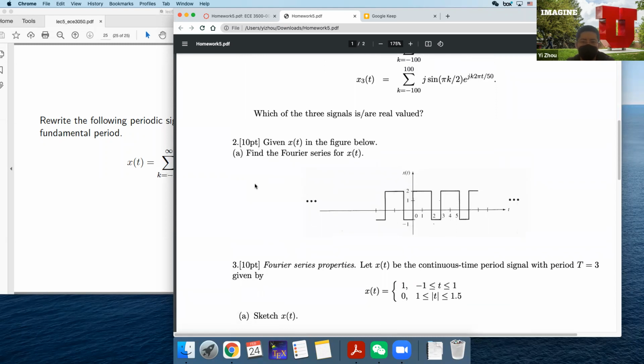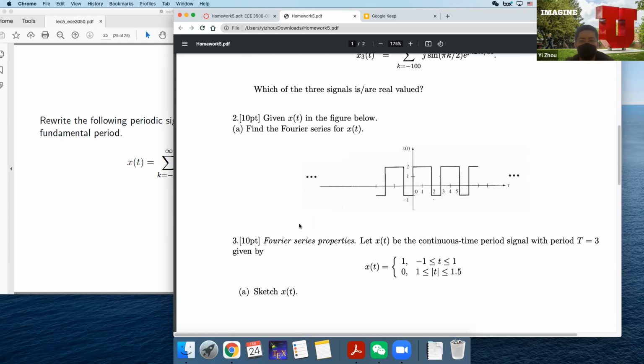Problem 2, given x(t) in the figure below is a periodic rectangle signal. Find the Fourier series for x(t). Just do the calculations following the formula. So this part is standard.